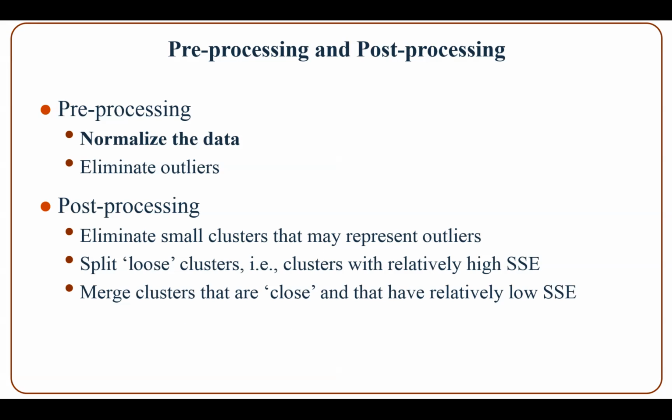There are pre-processing and post-processing steps. In pre-processing, data needs to be normalized and outliers need to be eliminated. In post-processing, we eliminate small clusters that may represent outliers, and we may need to split loose clusters, meaning clusters with high sum of squared error, and we may need to merge clusters that are close and that have relatively low sum of squared error.